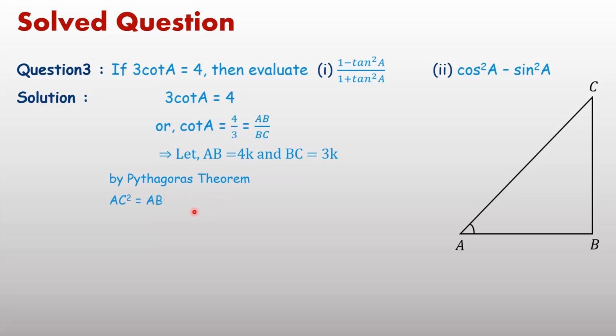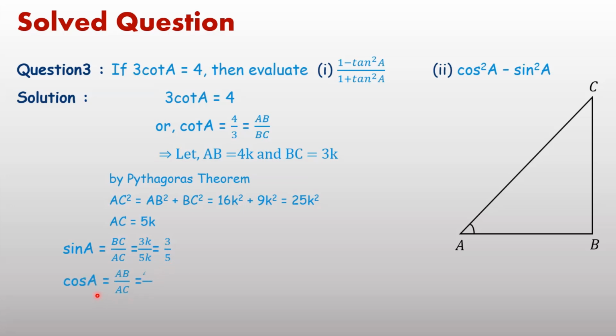By Pythagoras theorem, AC square equal to AB square plus BC square equal to 16k square plus 9k square equal to 25k square. Therefore, AC equal to 5k. After getting AC, now the value of sin A. Sin A means perpendicular upon hypotenuse, means BC upon AC equal to 3k upon 5k. K cancels out, 3 upon 5. Similarly, cos A is base upon hypotenuse, AB upon AC equal to 4k upon 5k equal to 4 upon 5. And tan A equal to perpendicular upon base, means BC upon AB equal to 3 upon 4.